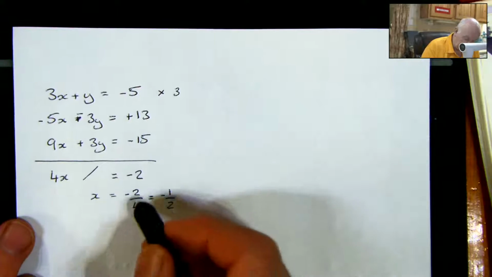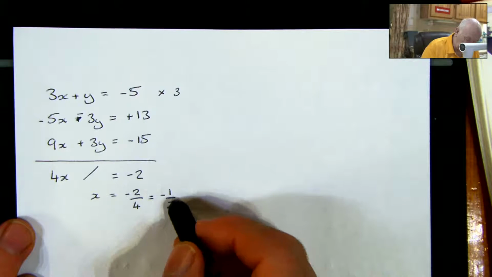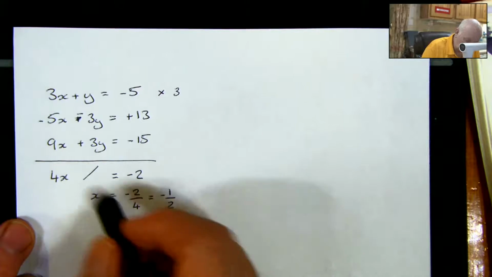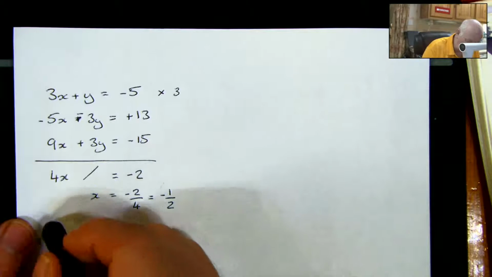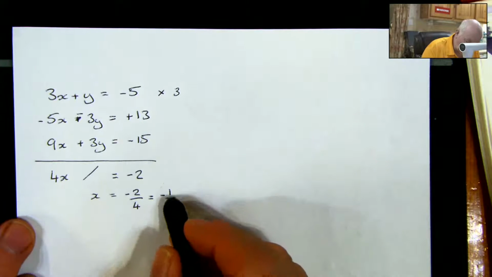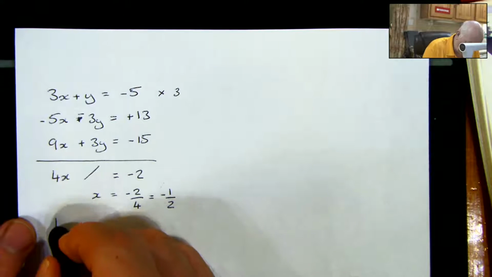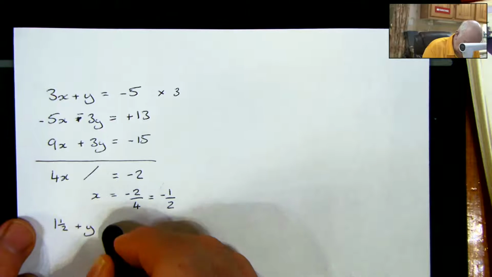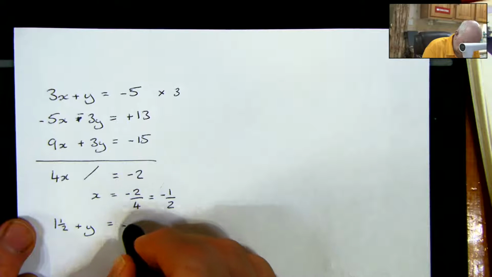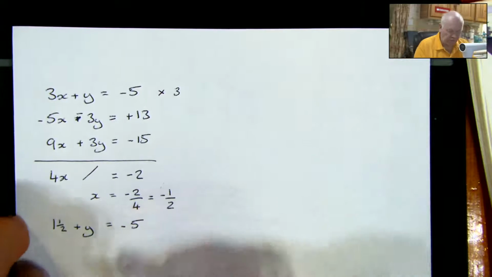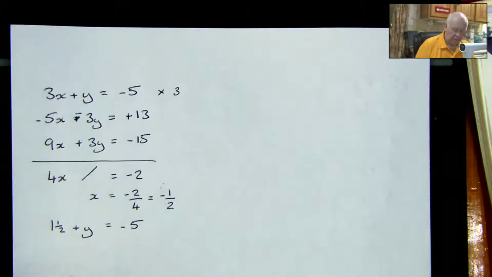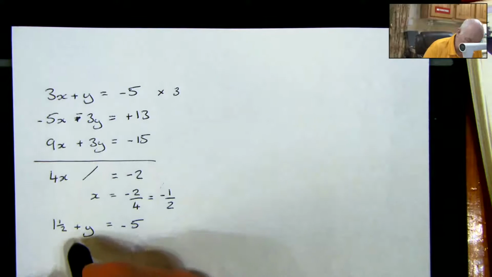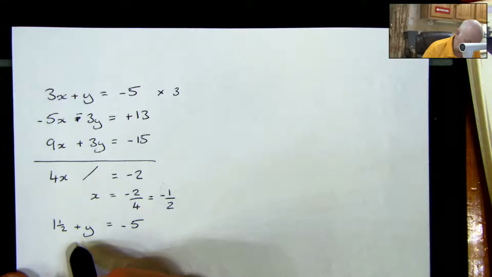Want that nice, but we'll see what we can do with this. Let's put this into the first one. It's probably the simplest. So 3 times minus a half is 1.5, plus y equals minus 5. I said it wasn't a very nice one. When I make something up, it isn't usually very nice.